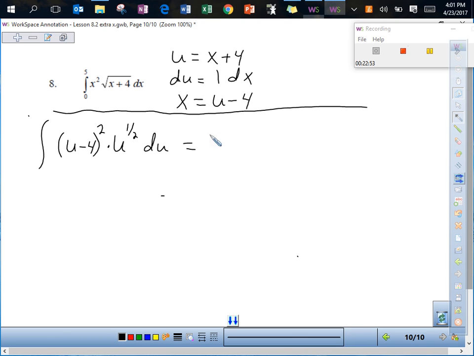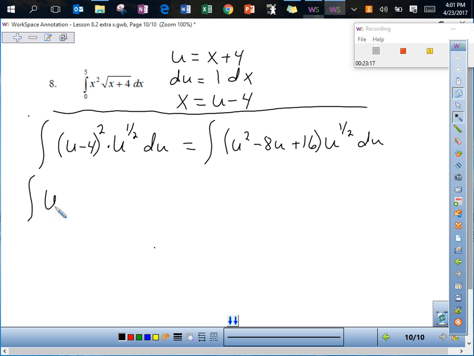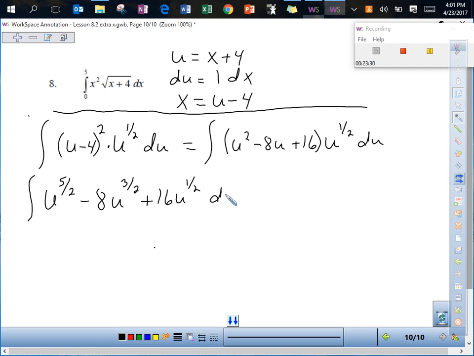Now, I need to FOIL out that quantity squared. So I'm going to get u squared minus 8u plus 16 times u to the 1/2 du. Now let me distribute. So I've got the antiderivative of u to the 5/2. I added those exponents. Minus 8u to the 3/2 plus 16u to the 1/2 du.